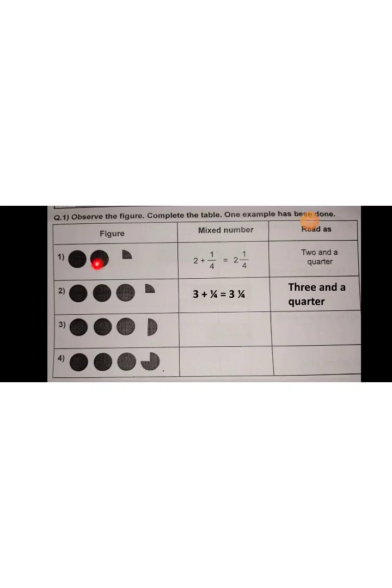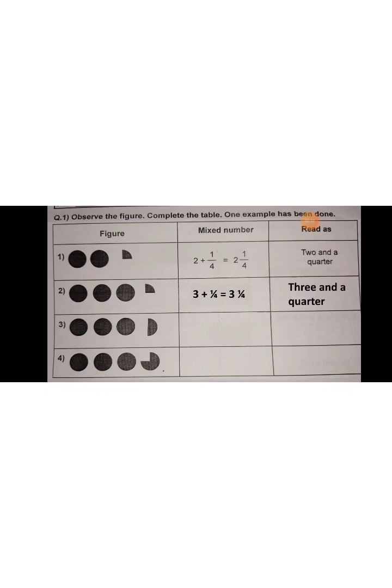Look at the figure. You can see 2 whole parts and 1/4 part. So when you make the fraction, it is 2 whole parts plus 1/4 part is equal to 2 and 1/4. Now this 1/4 we also read as quarter. So when we read the fraction, it is 2 and a quarter. So 2 and 1/4 is a mixed fraction.